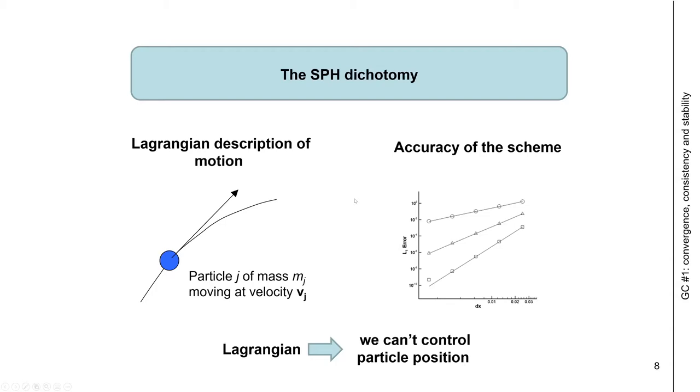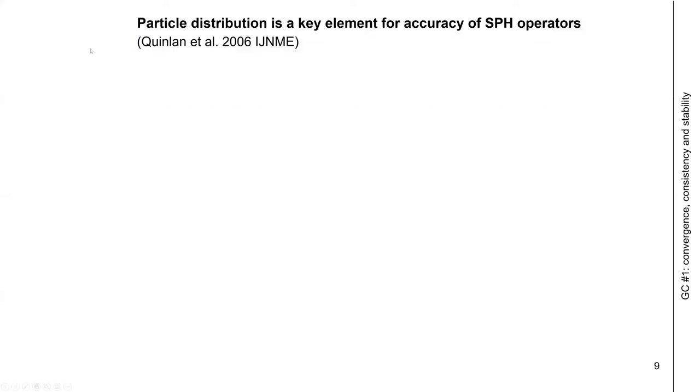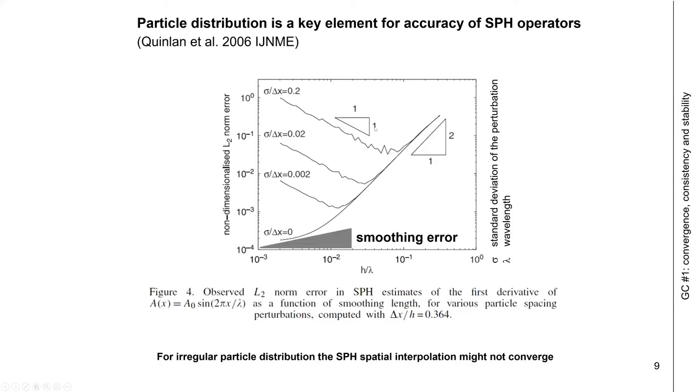Okay. So what I was saying, the problem is between being Lagrangian and being accurate. And so how is the Lagrangian approach affecting the accuracy? Well, if you want to answer this question, you have to look at the very nice paper published by Nathan Quinlan in 2006, where he did this analysis.